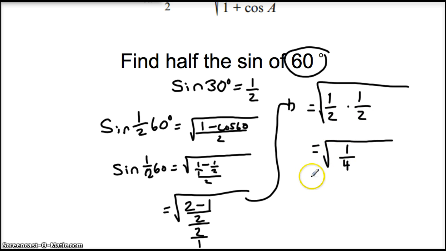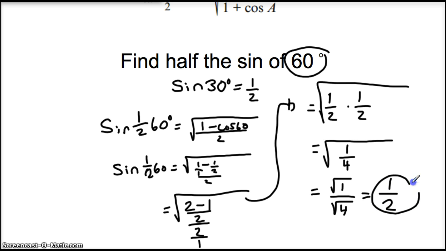And I'm taking the square root of 1/4. Well, how do I simplify? What is the square root of 1/4? A way to simplify, I'm not sure if you guys remember this, you could actually rewrite it like this: the square root of 1 over the square root of 4. Right? The square root of 1 is 1, and the square root of 4 is 2. So what we've done is said the sine of 1/2 of 60, which is 30, is equal to 1/2. So apparently this formula does work.